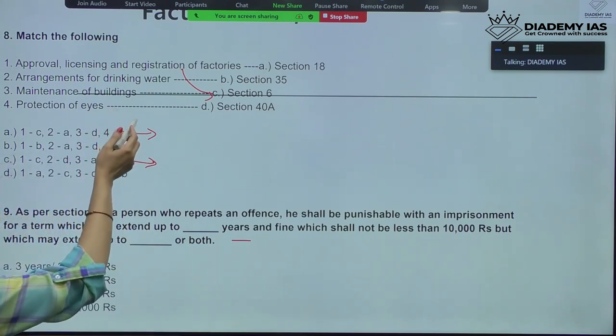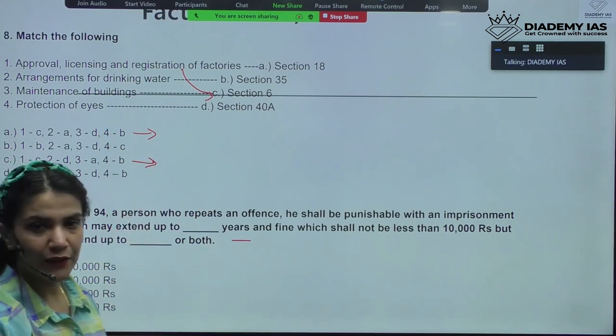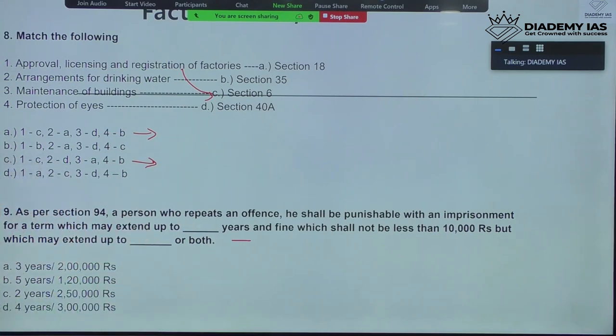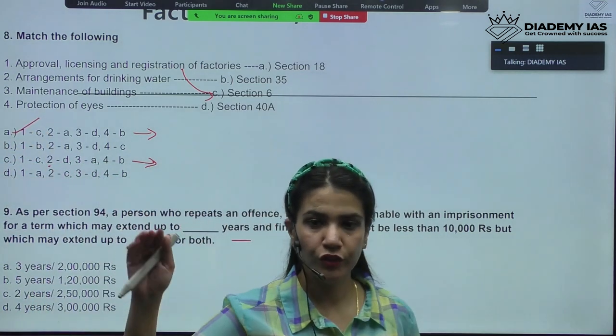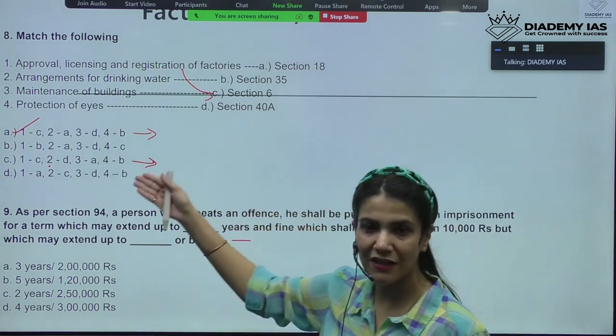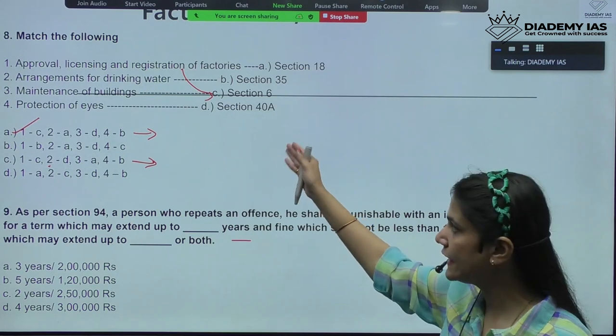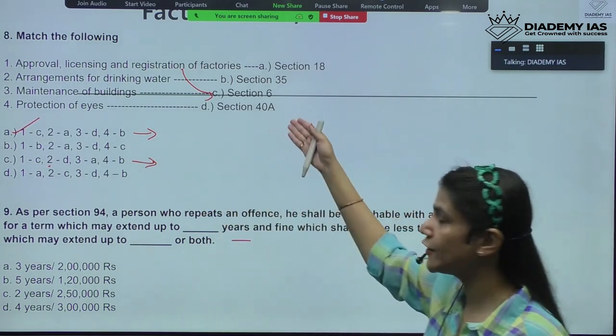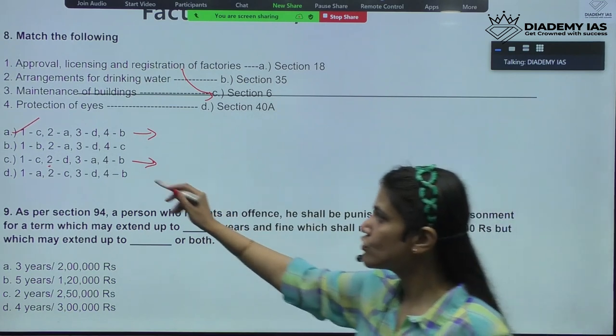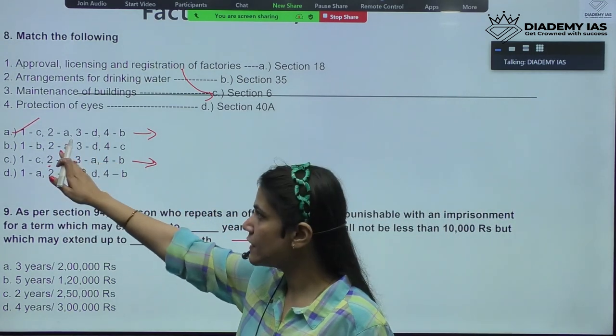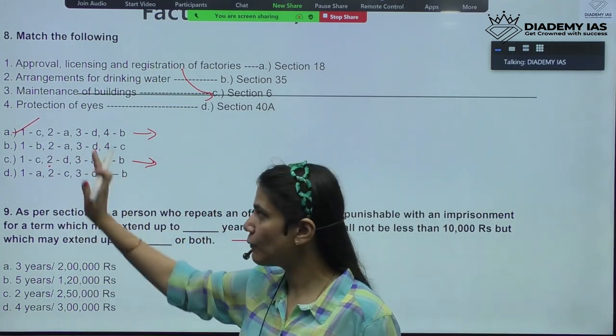So arrangements for drinking water, you clearly remember that we did that also in our class when we did that map. So drinking water is related to section 18. So now you clearly know that amongst the options, option A is right. Now you don't have to continue further and complete it. Of course, the other options are matching. Maintenance of buildings is definitely section 14A, and protection of eyes is related to section 35. You know that now clearly. So the answer is clearly option A.